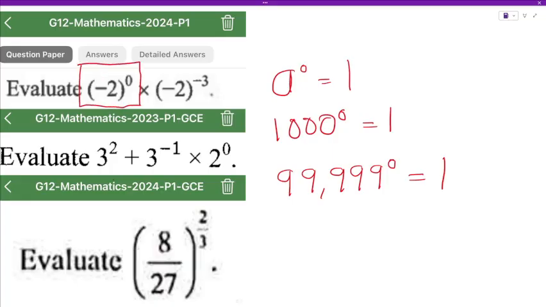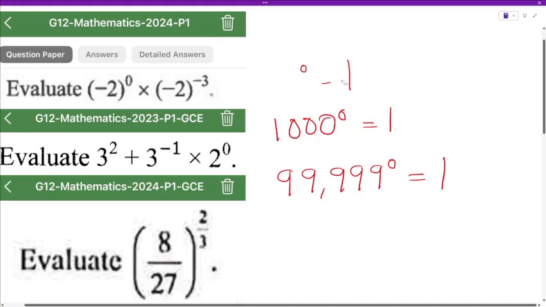The examiner was just trying to test someone. Does this one know that any value raised to the power of 0 is 1? It is also appearing in this paper here, 2 to the power 0. Does this person know that any number raised to the power of 0 is 1? So for those who are curious, why is it a 1? This is why it is a 1.